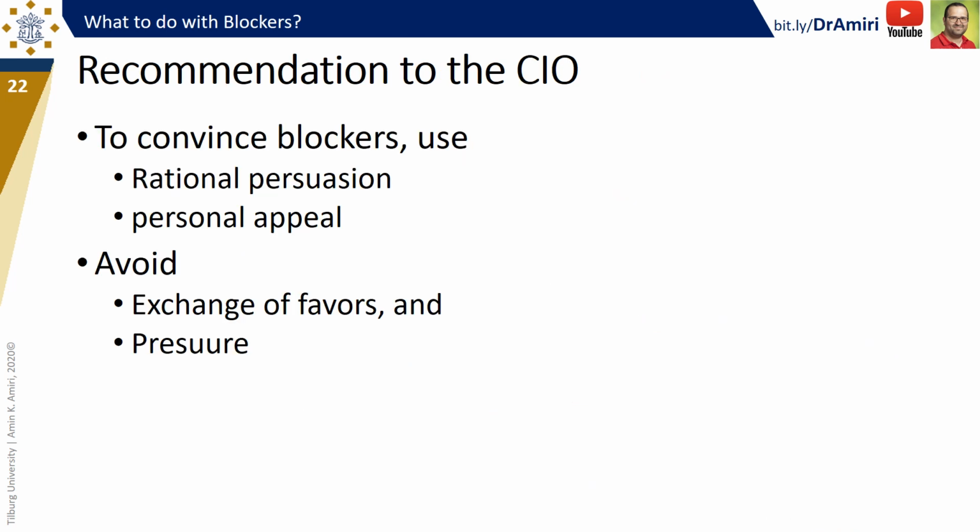Therefore, my recommendation to Jim Barton is to convince blockers to support proposals using rational persuasion, that is, logical arguments and factual evidence, as well as personal appeals to feelings of loyalty and friendship. I suggest Jim Barton avoid exchange of favors and pressure as much as possible.